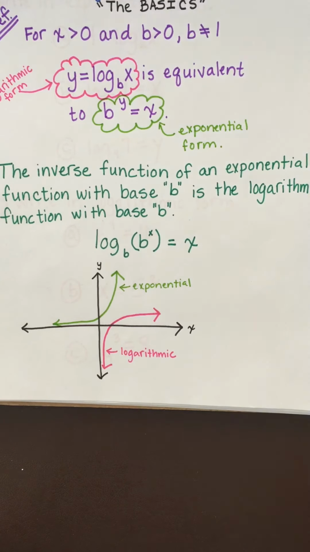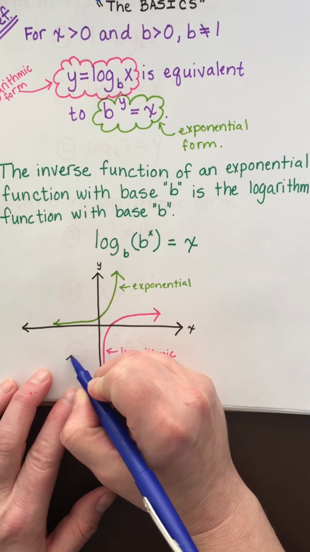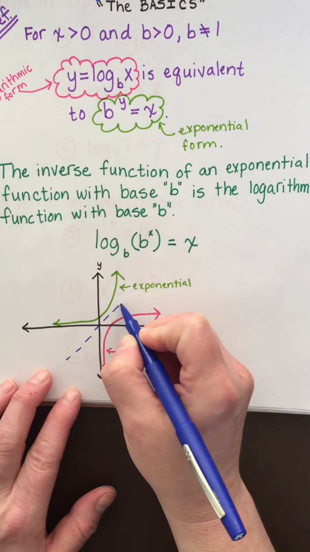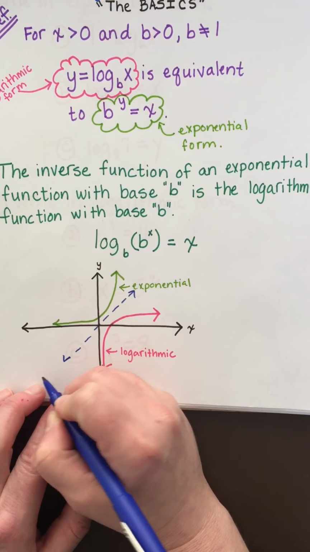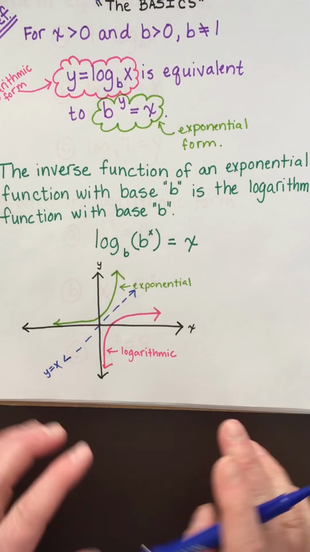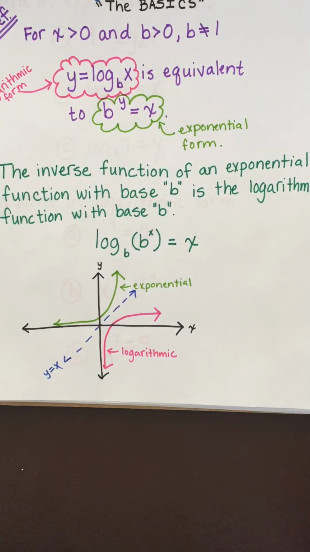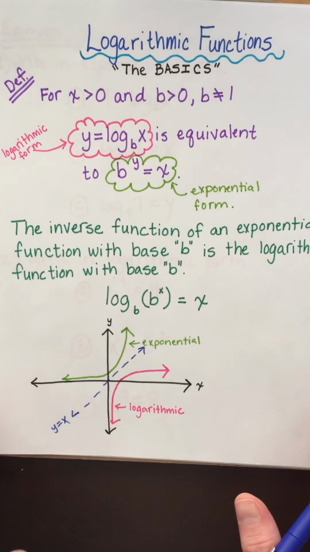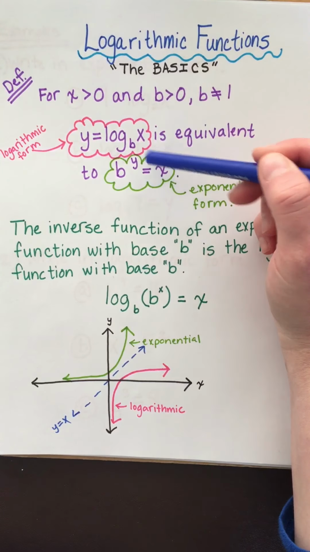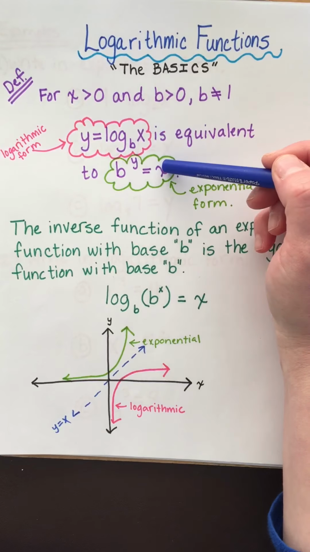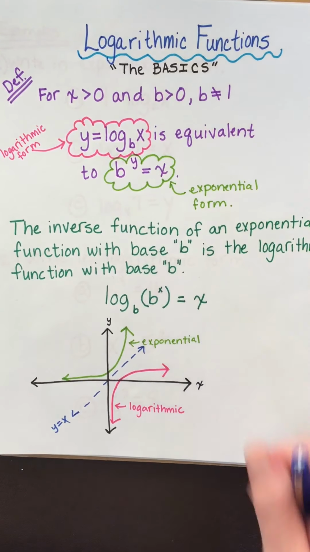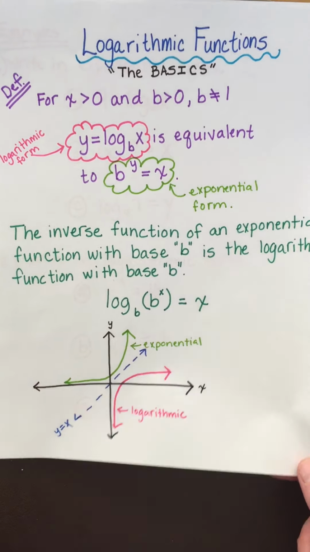Now remember, to graph the inverse of a function, you reflect it over the graph of y equals x. And I'm just going to real quick, here is y equals x. So it's like you take it and you flip it. They're inverses. So what we're going to focus on is this part of the definition, and we're going to convert from one form to the other. Okay, so let's do that.